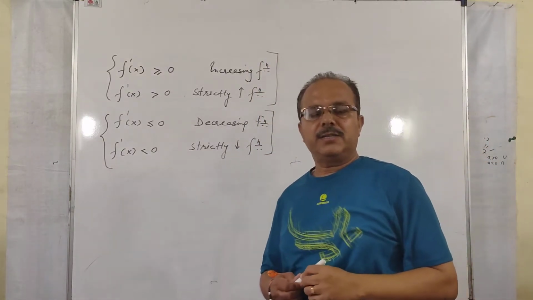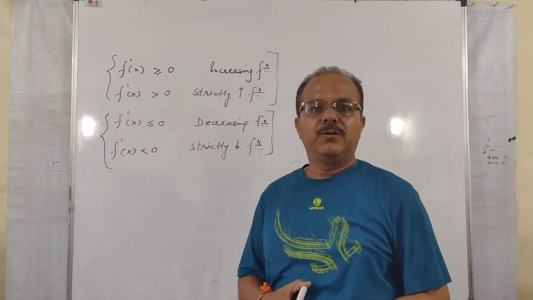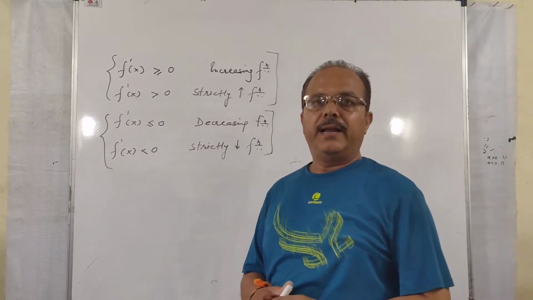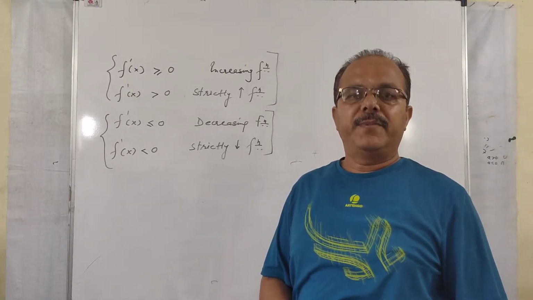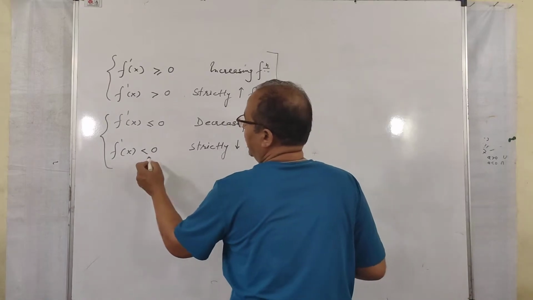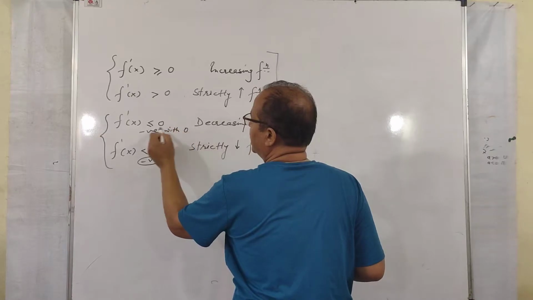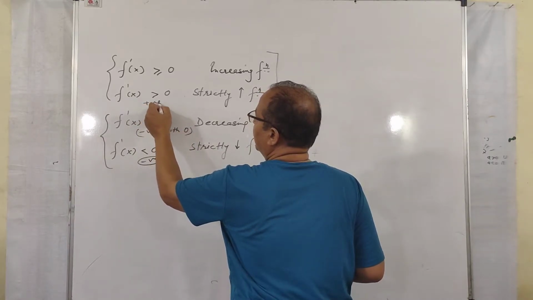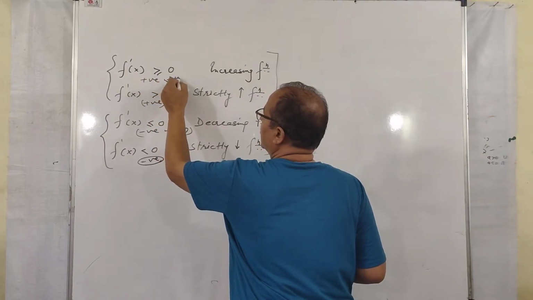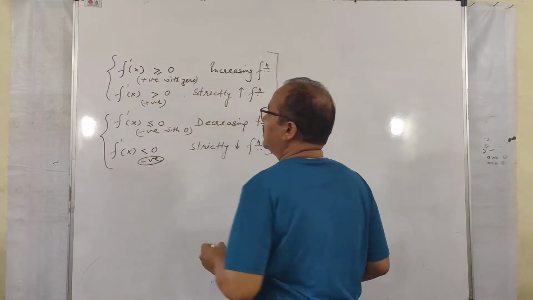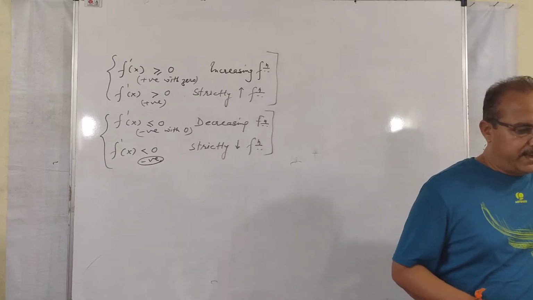Increasing function: f dash x greater than or equal to 0; strictly increasing, the derivative must be greater than 0. Then decreasing function, derivative is less than or equal to 0, and for strictly decreasing function, the derivative must be less than 0. Means here it will be negative with 0, here it will be positive, and this is positive with 0. So this you must remember. These two things are very important. Now let's start with the exercise.